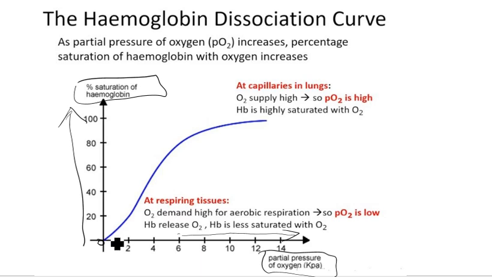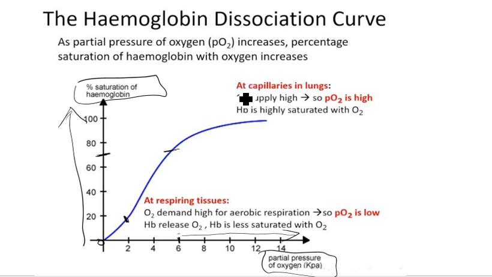This curve is showing you, at 2, we are at pressure 2, so we have 20% saturation. As it increases to 6, if you put a line here, let's assume this is where it is, we have about 70 percent saturation of hemoglobin. So as the pressure increases, the saturation increases.